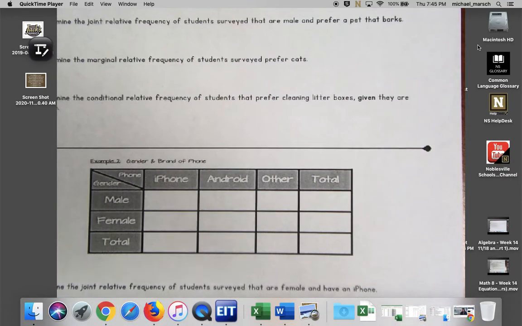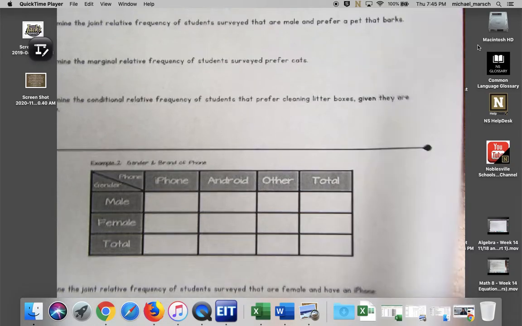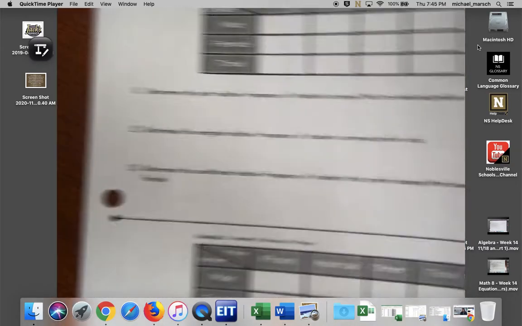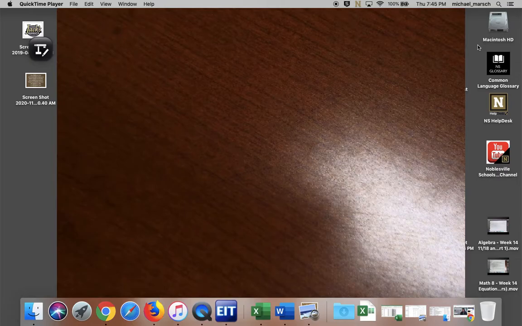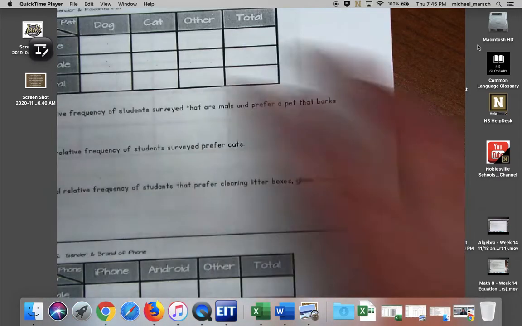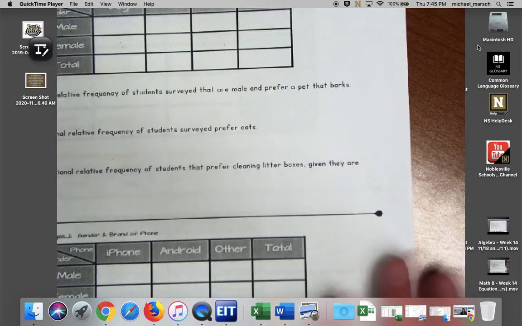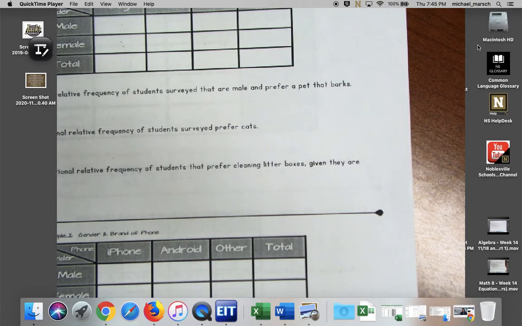So Monday, when you guys are home, this is what you're going to do. You're going to finish this page, and then you're going to do this page, either by actually surveying people or making up numbers that actually work in the table. Okay, so if you have any questions, guys, please email me.